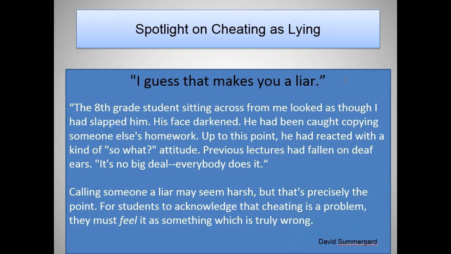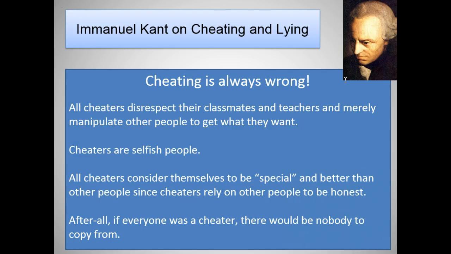So this teacher said, calling someone a liar may seem harsh, but that's just the point. She says students need to acknowledge that cheating is a problem. If they're going to acknowledge that, they have to feel that it is something wrong. So, I don't know that you want to do this, but I personally like this, both as a psychological tactic, but also as an ethicist.